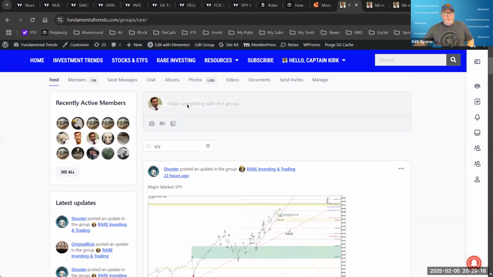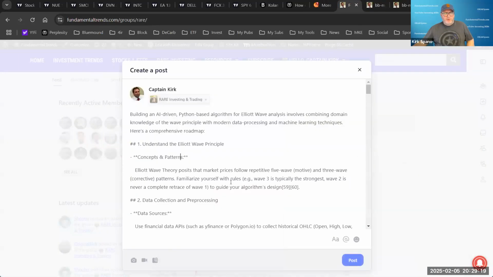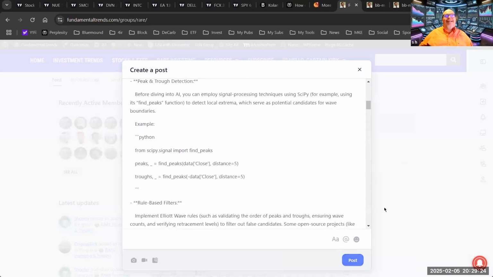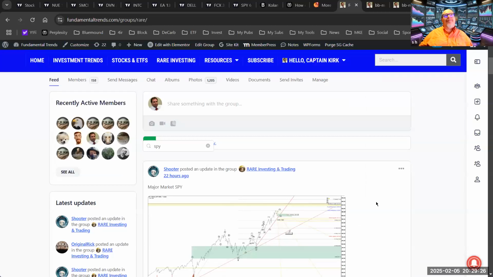Okay. That's pretty amazing. So I just asked Perplexity how to build something like that, and they gave me a really long answer. So I'm just posting it because it'll be fun.